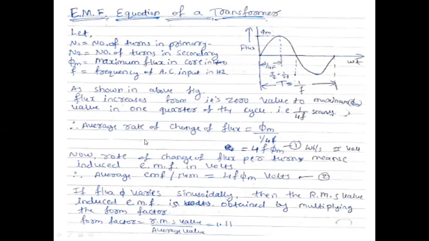So the average rate of change of flux equals the rate of change of flux, which is different at each point. The average of that is phi m divided by 1 by 4f, where 1 by 4f is the time, the quarter of the cycle.